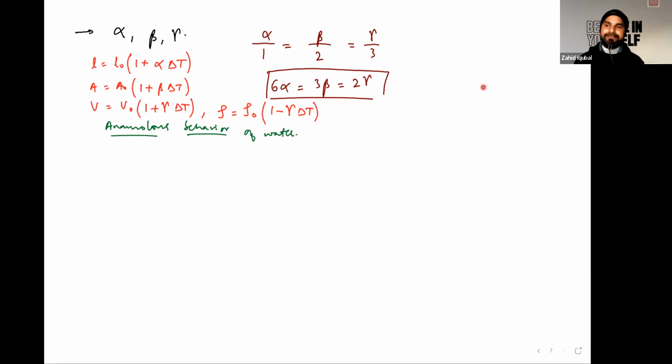Yes, Shravya. In this part, if you increase temperature, according to this relation, the volume of the body will expand and consequently the density of the body will decrease. But in case of water, between 0 degree to 4 degrees Celsius, only in this range, on increasing temperature from 0 to 4, volume will decrease and density will increase.